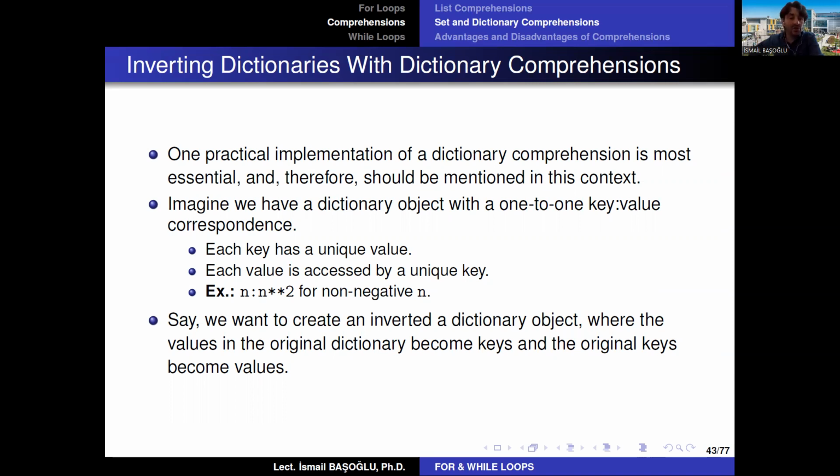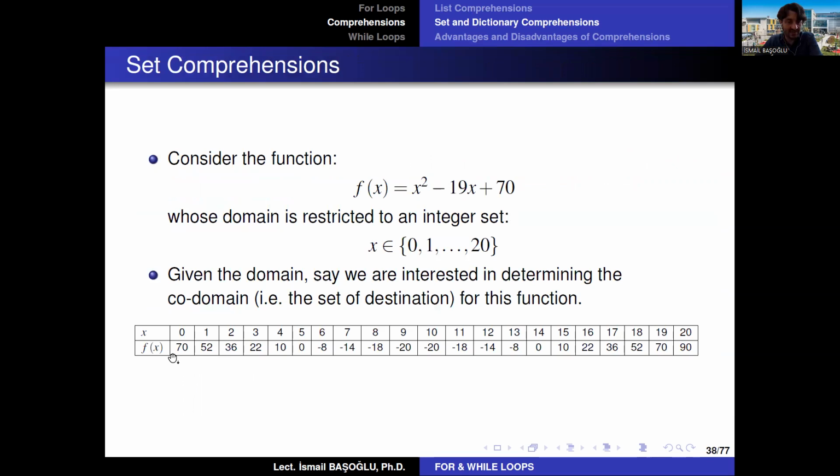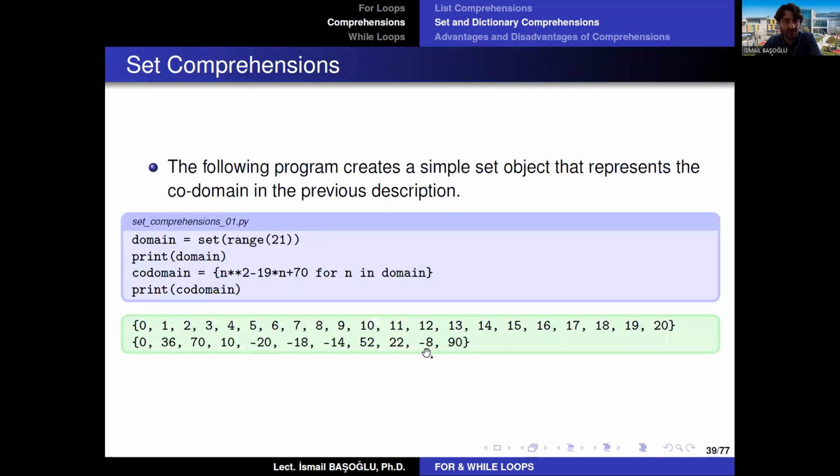Now, remember, I can use dictionaries to express functions, right? If these functions are invertible, which means if these functions are one-to-one functions, and obviously this is not the case here. This is not a one-to-one function because both 9 and 10 have the same projections in the codomain. Therefore, this is not an invertible function.